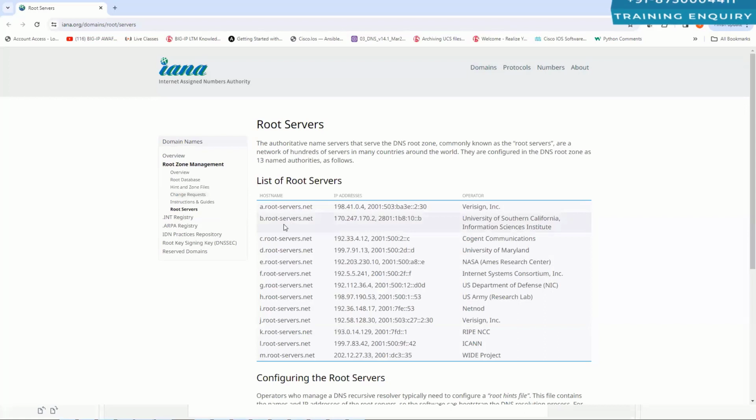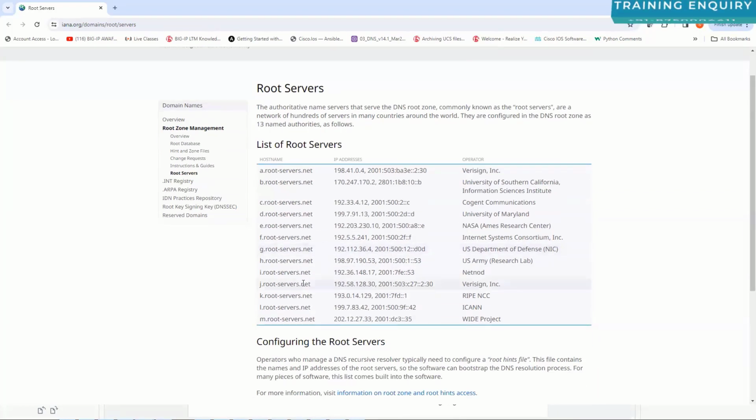A.root-servers.net, B.root-servers.net. And you can see who is managing them. So VeriSign, University of Southern California Information Sciences Institute, Cogent Communications, University of Maryland, NASA, Internet Systems Consortium, and then US Department of Defense, US Army, NetNod, VeriSign, RIPE, right? So you can see these all are the list of root servers across the globe. And where are they hosted? In the United States. All the root servers are hosted in the United States, right?